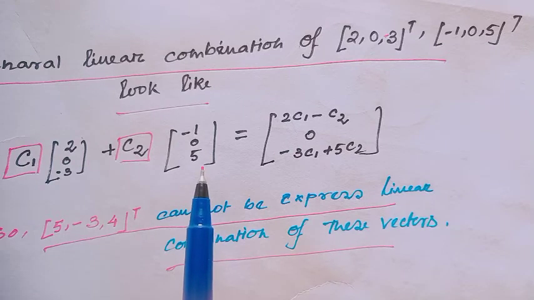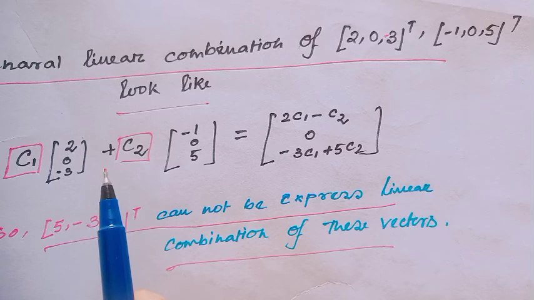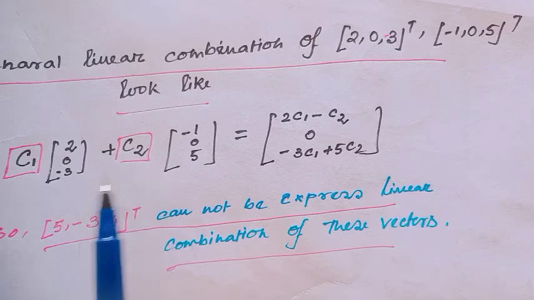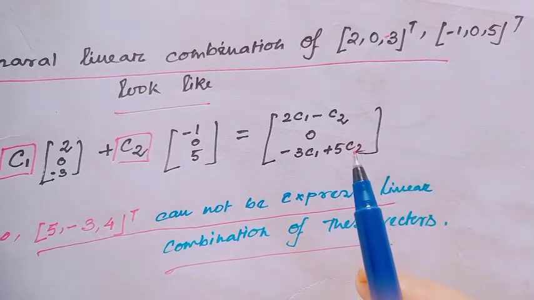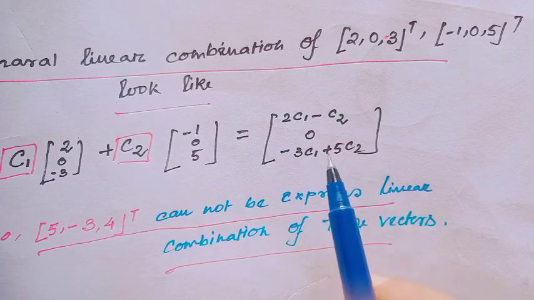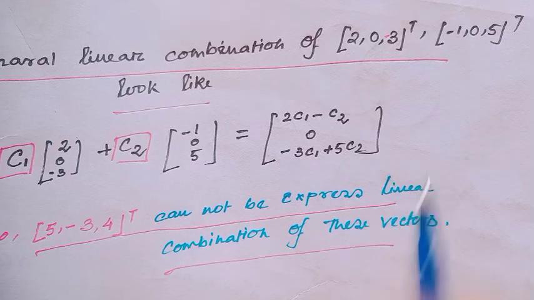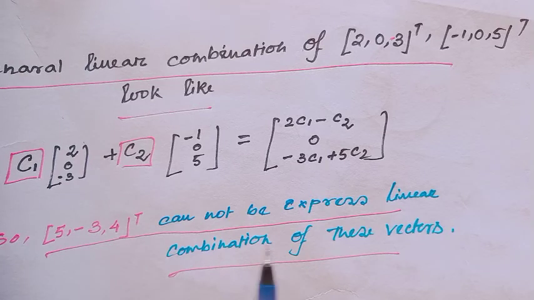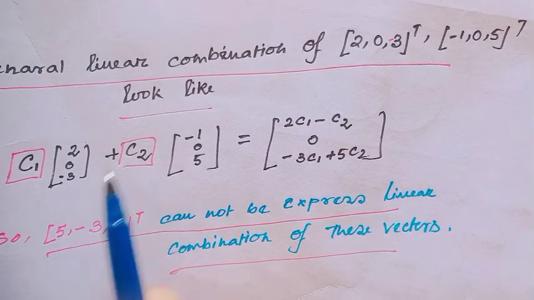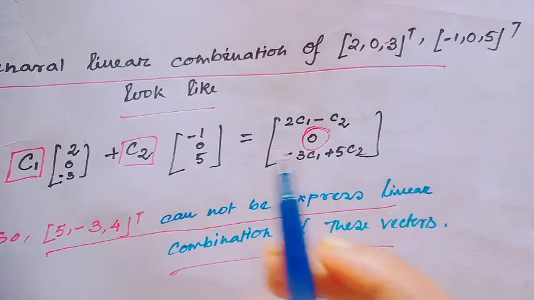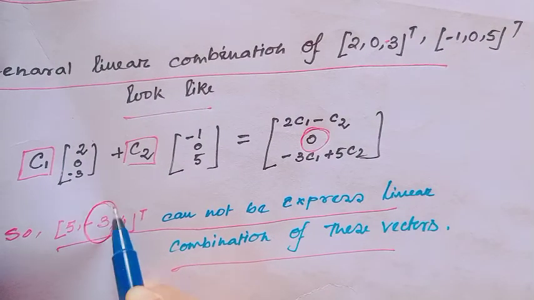That means scale the first vector, then scale the second vector. Now add these two vectors, and this produces a new vector: (2c1 - c2, 0, -3c1 + 5c2). If we consider the vector (5, -3, 4), this cannot be expressed as a linear combination of these two vectors, because here the second coordinate is 0, but there the second coordinate is -3.